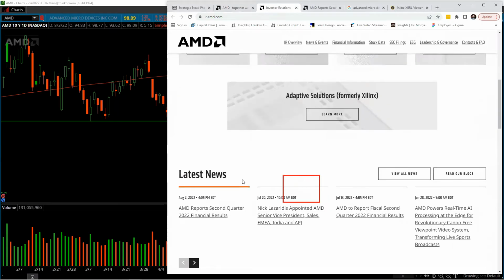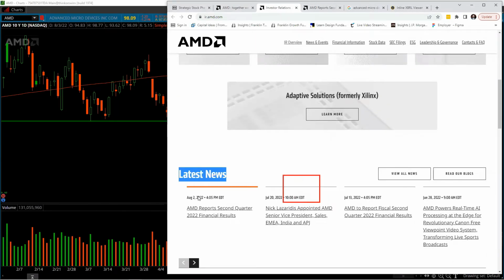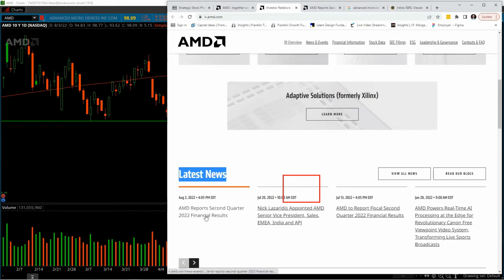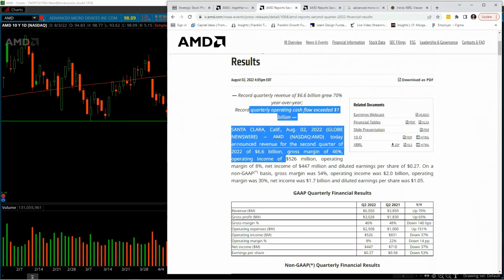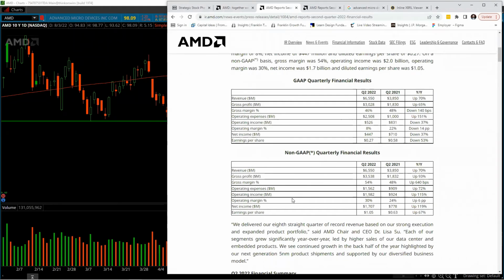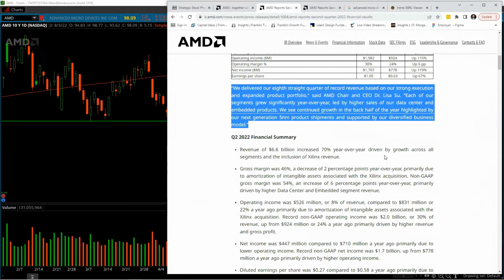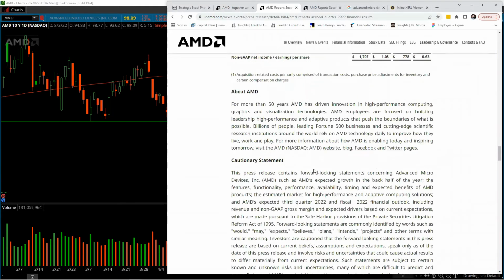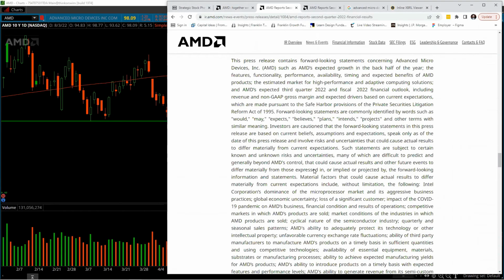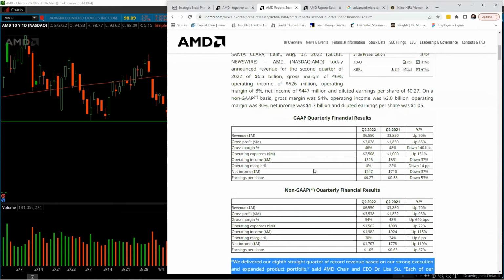So let's see right here. You can see it, latest earnings right there, August 2nd. AMD reports second quarter earnings. You click on this and you can have a nice read, right? Spend 10 minutes digesting the information, see what the CEO is saying, take a look at the performance, pay very close attention to the balance sheet, to the cash flow statement. What was the performance of the company? So this is coming directly from the company.